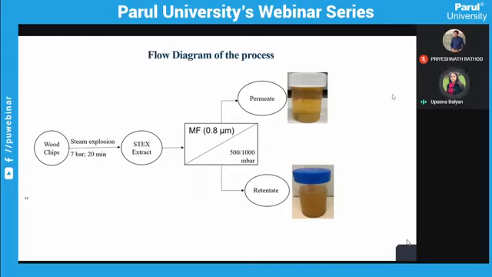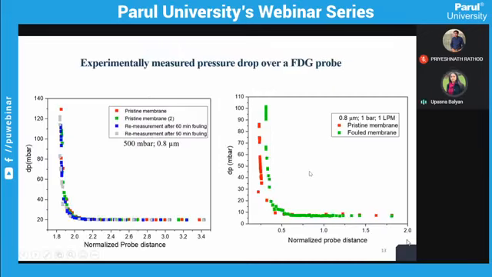So this is the flow diagram. You have taken the wood chips just for better understanding. This is just in summary. This is the wood chips. You're using the steam explosion experiment, and then there's a Stex extract, the steam explosion extract. I'm just giving the name in short form. That Stex extract travels to the microfiltration membrane. So this is the permeate, and this is the retentate, and this is the thickness of the surface of the fouling layer, which is a very interesting factor to know.